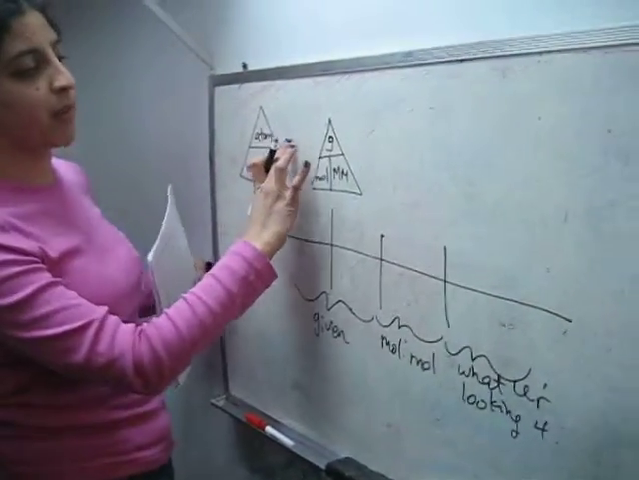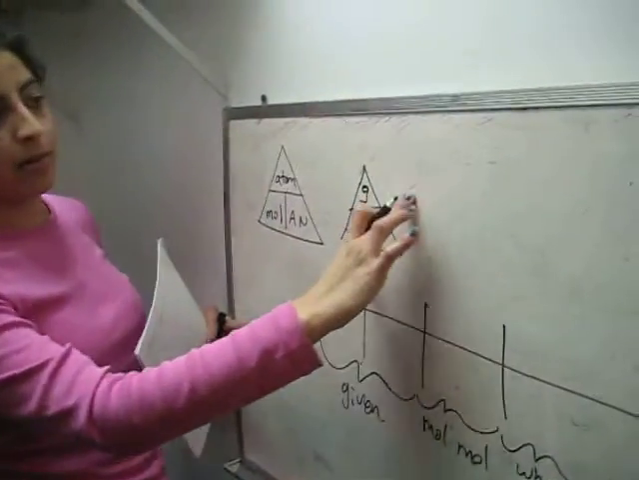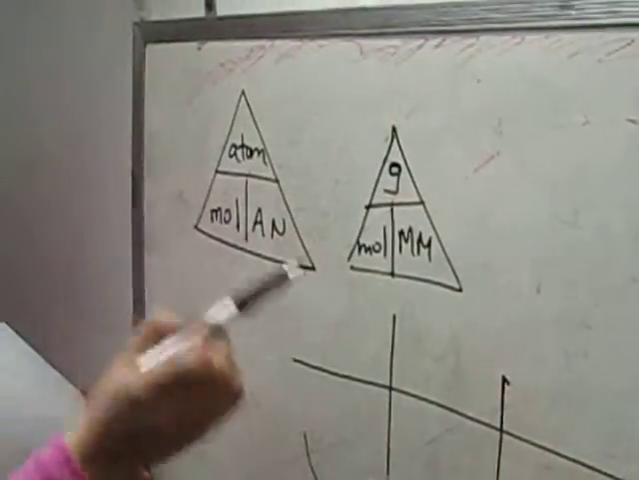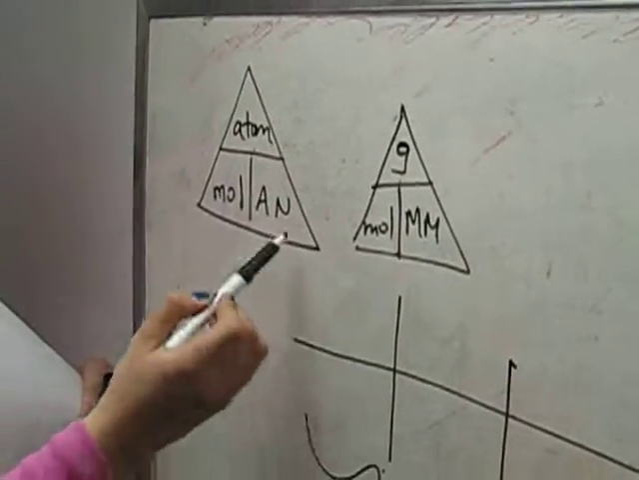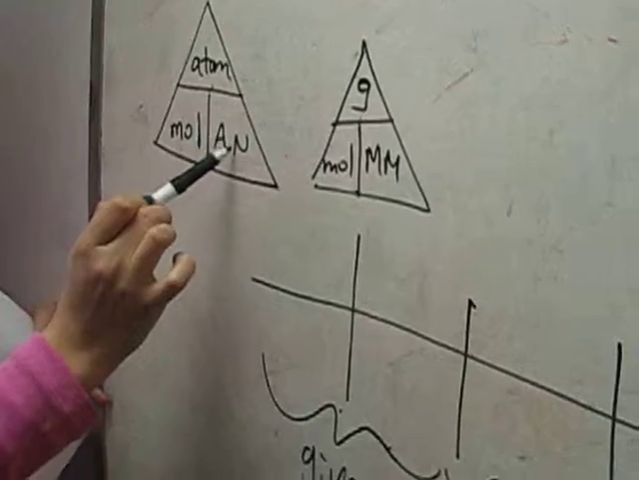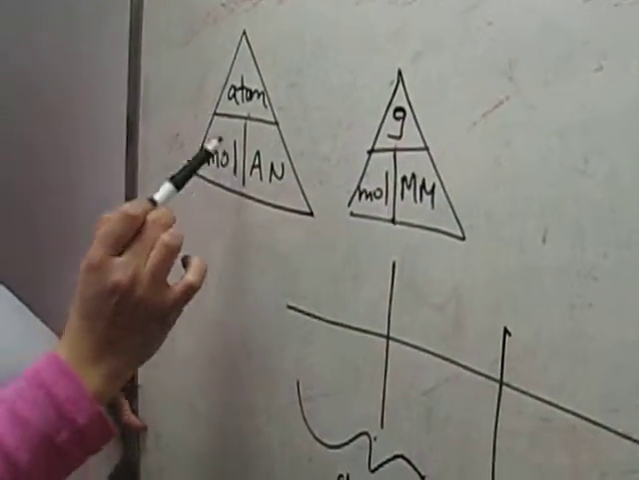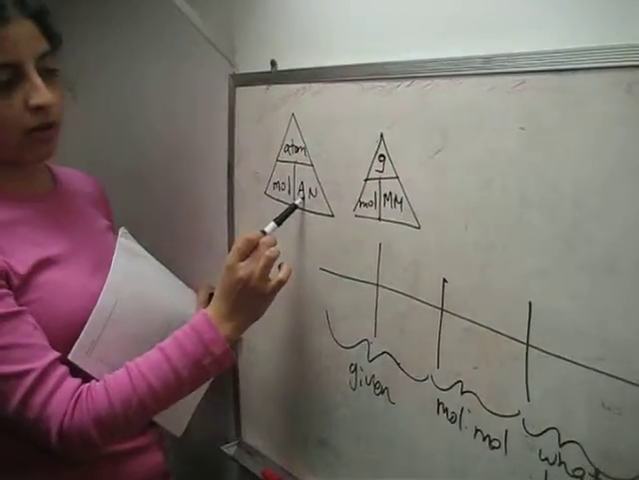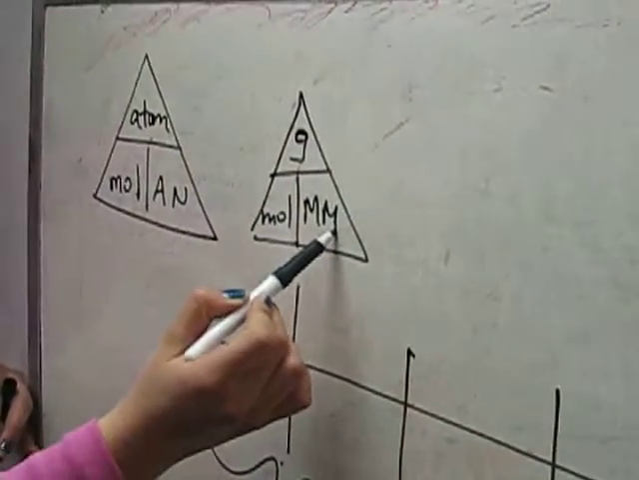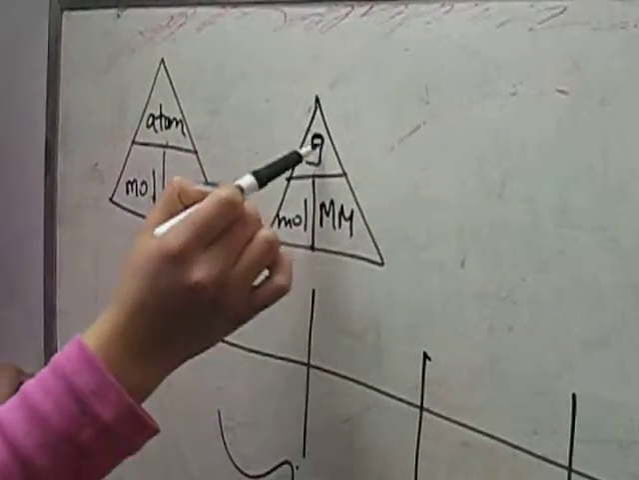First of all, here's a couple pyramids that might help you. They show that mole times Avogadro's number, 6.02 times 10 to the 23rd, gives you atoms. Atoms divided by Avogadro's number gives you moles. Atoms divided by moles gives you Avogadro's number. Same thing here. Grams divided by moles gives you molar mass. Mole times molar mass gives you grams.